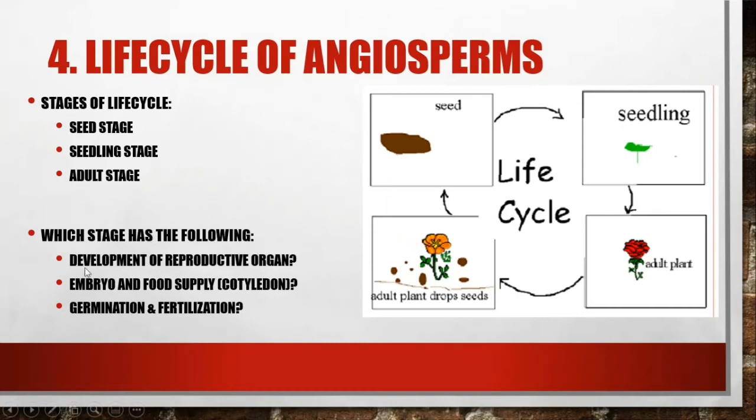And which stage has the following, like development of reproductive organs. Does it happen in the seed, seedling, or adult plant, right? Embryo and food supply, cotyledon. What do both of these parts do? When does germination occur? When does fertilization occur? You need to know those stages.